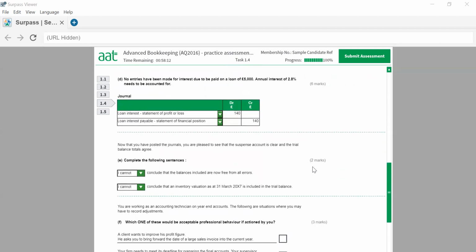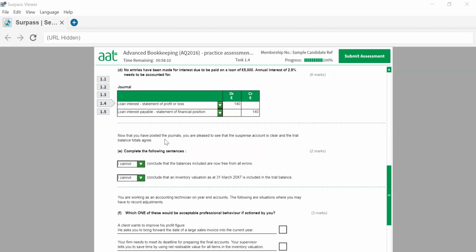We're nearly there. It says, now that you've posted the journals, you're pleased to see the suspense account is clear and the trial balance totals agree. So therefore it should say you cannot conclude the balances included are now free from errors. You can still balance even though you might have put the incorrect figures in, or it might be on the wrong side or whatever the case may be. So you can't conclude that everything is now free from errors. There can still be some mistakes even though it balances.